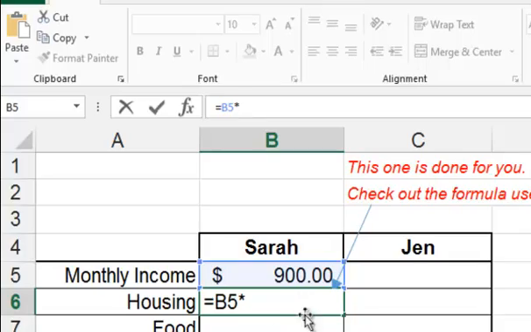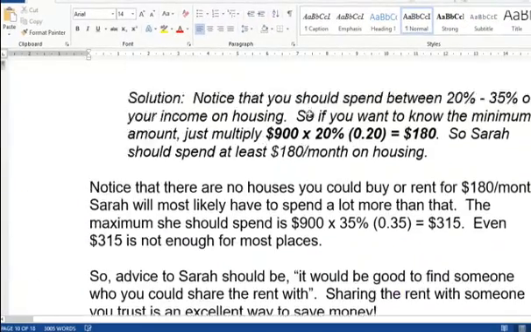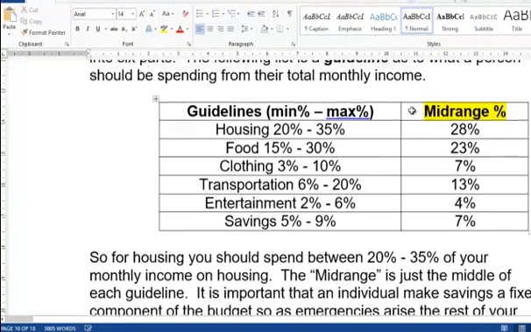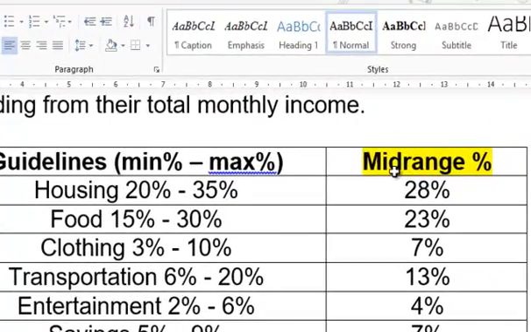So let's go to this sheet right here. There's a table, and it tells us what percents we're given. So for housing, it says you should spend between 20 to 35% of how much you make. So we'll go over here. The middle, or the mid-range between 20 and 35% is about 28%. So we'll use 28% in this example.